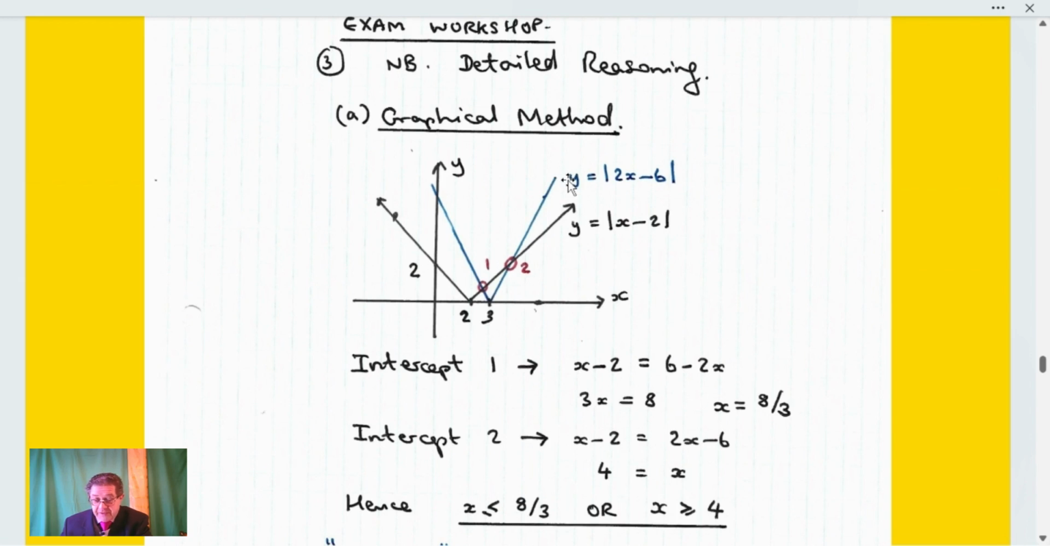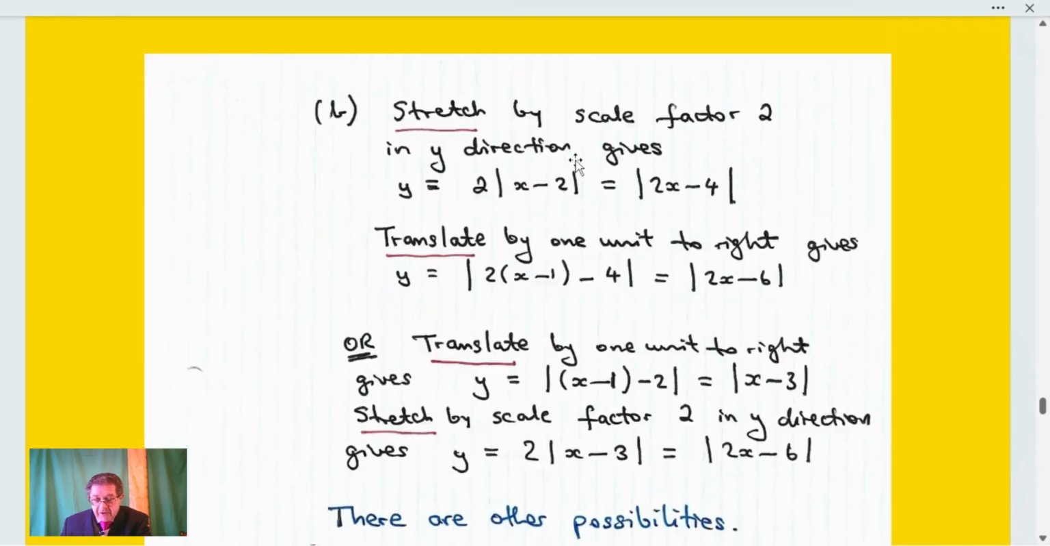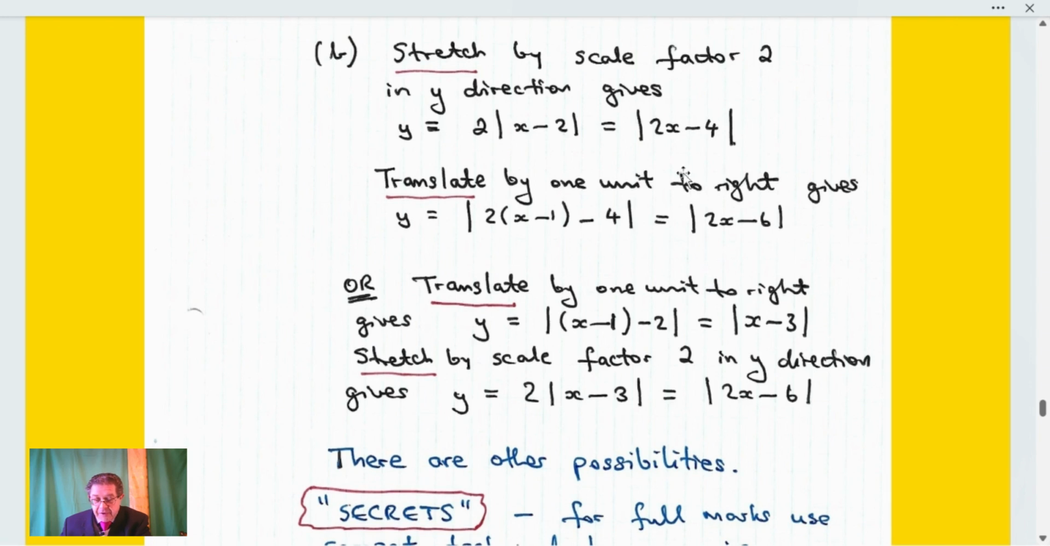Now, there are two ways of doing this, two things you need. One is going to be a stretch, and one is going to be a translation. You can do that in either order. So what you could do is you could stretch by scale factor 2 in the y direction, which would give y equals 2 times mod of x take 2, which is 2x take 4. Then replace x by x take 1, and you get the graph that we require.